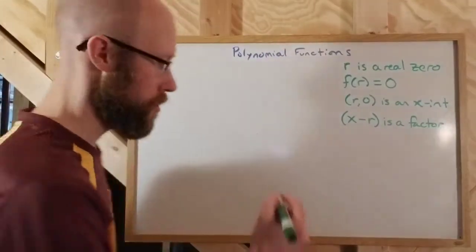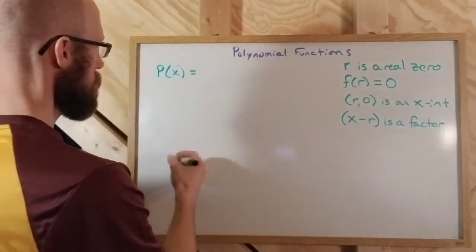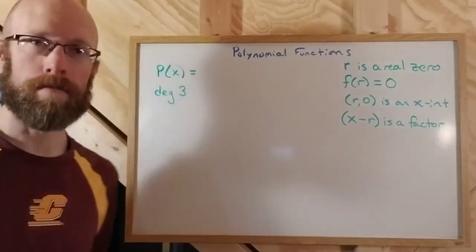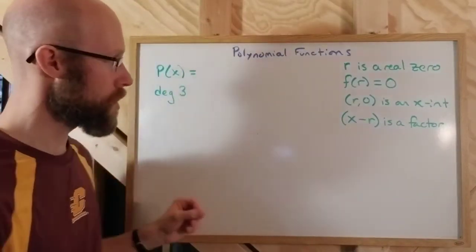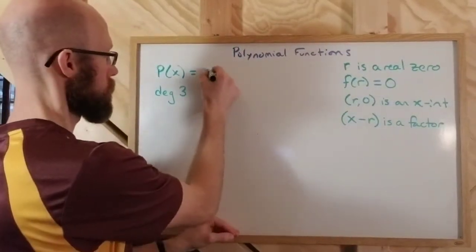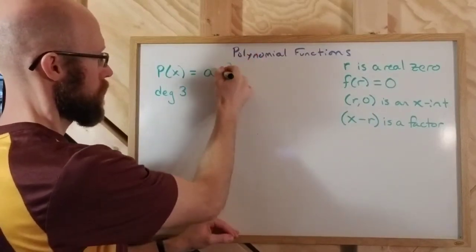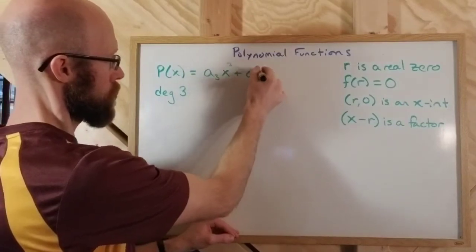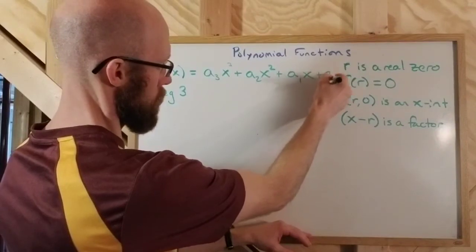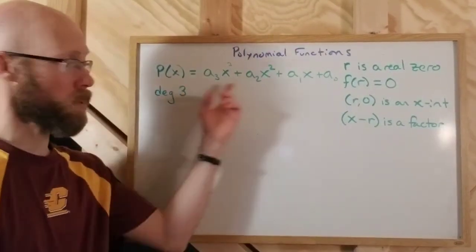If you can imagine a polynomial function, I'll call it p of x, and let's say it has degree 3 for a moment. Well, if it has degree 3, then you could think of it in standard form as a sub 3 x to the third plus a sub 2 x squared plus a sub 1 x plus a sub 0. And that would give you all four terms of a third degree polynomial.